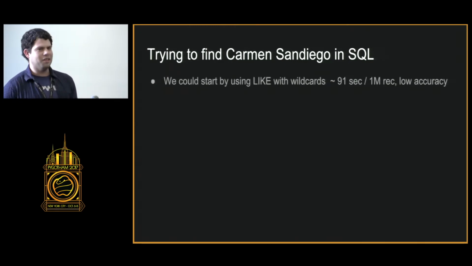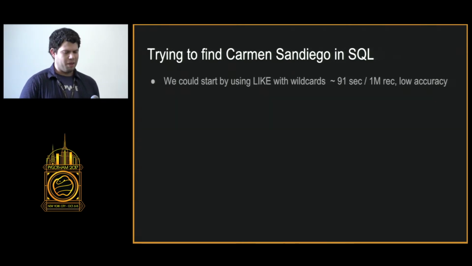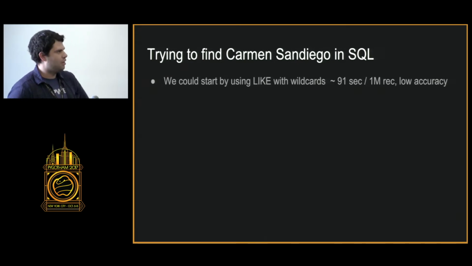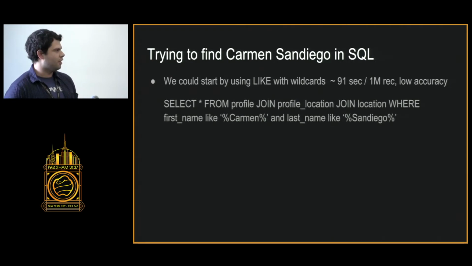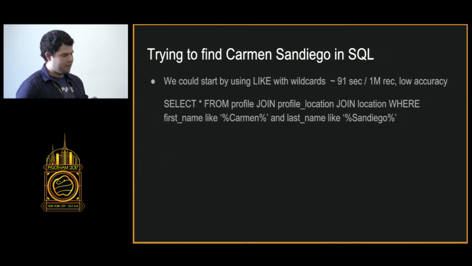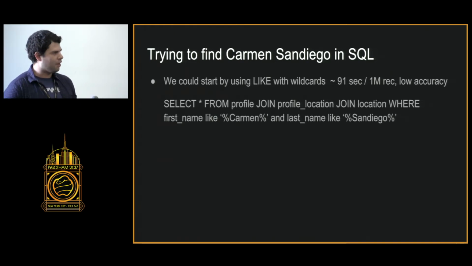Okay, great. So this is what everyone wants to start off doing. If we wanted to, we could start off by using some LIKE with wildcards. This is going to take about 91 seconds for 1 million records. It's kind of fast, but the accuracy isn't very good. And so you end up with a SQL statement looking something like that. You've probably done something like that before. First name like Carmen and last name like San Diego. So again, it's okay, but it's not very accurate at all.